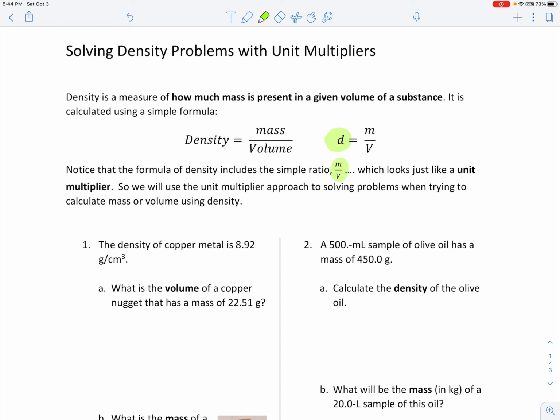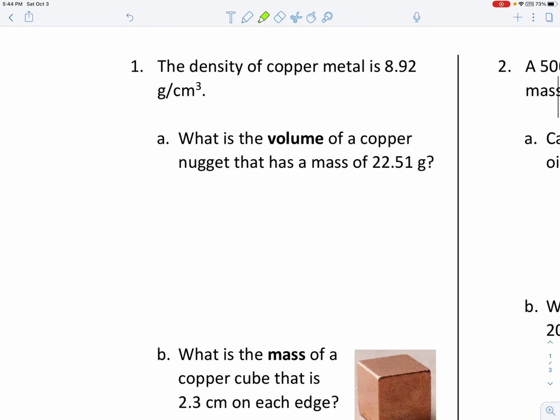So this is very important to understand. We're not just interested in trying to solve the problem. What we're interested in this lesson is to set up the answer using unit multipliers. So that's the key idea here. It's not just about finding the answer, it's about using unit multipliers to do it.